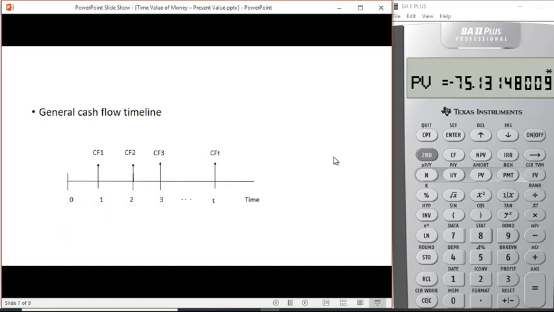Okay, the general cash flow diagram looks like this, right? You have cash flows. They may be different. I happen to use the same $100, but you may have cash flows that differ. They don't all have to be $100. It could be 100, could be 200, 125, 300, 3,000, right? All we have to do is find the present value of each one of these and bring it back to time period 0, and then we can add them up.